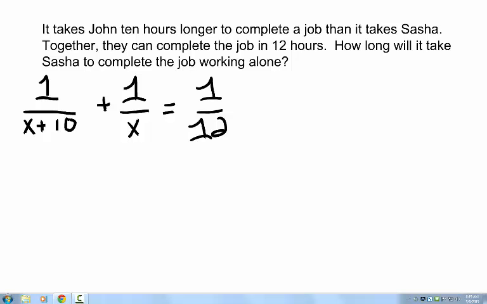beginning by finding the LCD, or lowest common denominator. The lowest common denominator is the smallest expression for which X plus 10, X, and 12 will all divide evenly into it. Our LCD is 12X times X plus 10.